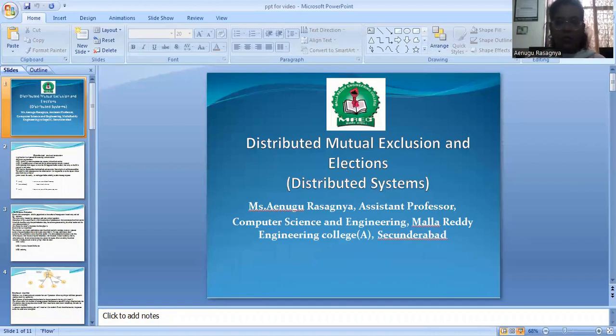Good morning, everyone. So today I would like to discuss distributed mutual exclusion and elections from distributed systems. Generally we use mutual exclusion as a concurrency control property, which is used to prevent race conditions. It is a requirement that a process cannot enter its critical section while another process is currently executing in its critical section, so only one process can be allowed to execute the critical section at any given instance of time. To overcome this problem, we use distributed mutual exclusion.